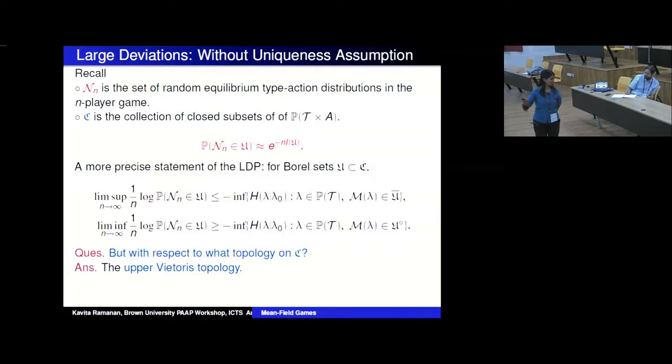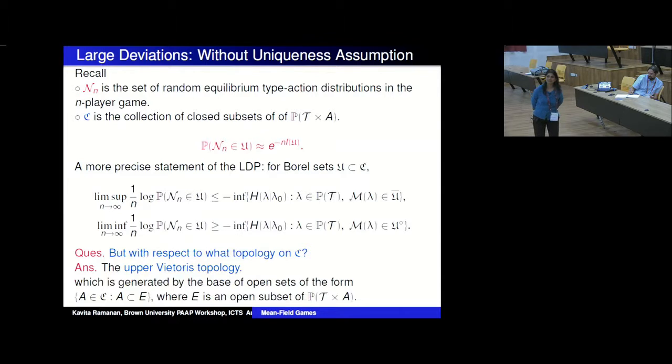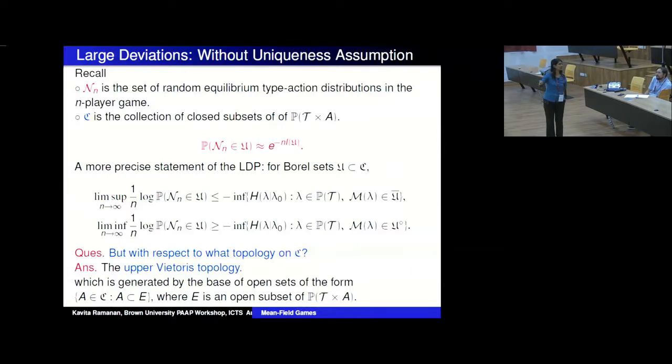So, he came up with this topology. What is this upper Vietoris topology? There's also a lower Vietoris topology, but I have to tell you what generates the topology. It's the set of open sets of the form A, all sets A in C, where A is a subset of E, where E is an open subset of P2. Okay, you don't have to digest this right now, but this is an explicit topology. But if you think a little bit and you know a little bit about topology and you look at this definition, you see this is an extremely coarse topology.